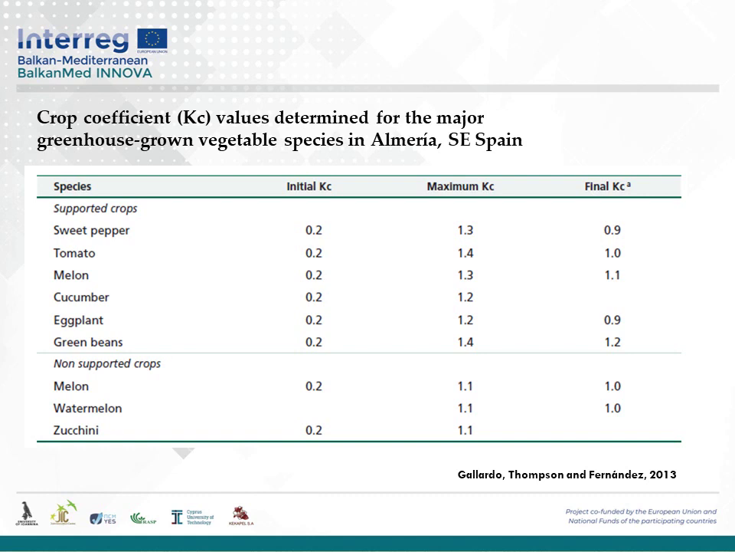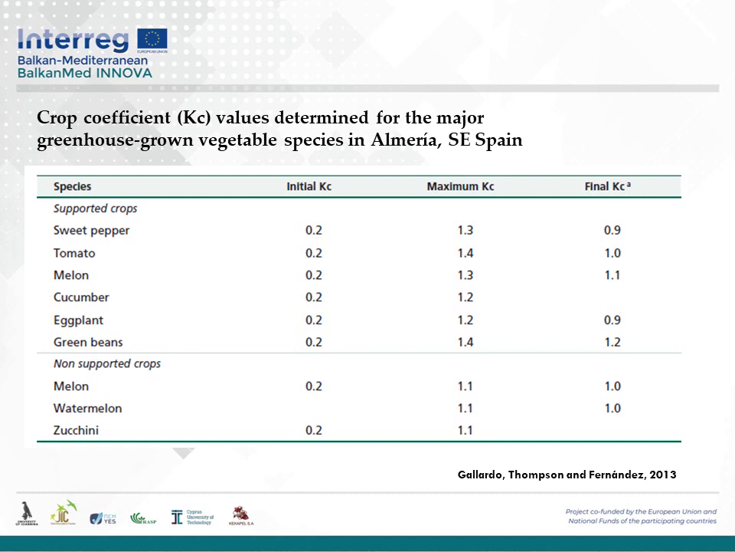For example, you can see that there is a difference between eggplant 1.2 and tomato 1.4, but it also depends on the crop management practices. I mean, whether the crops are non-supported or vertically supported, and you can compare, for example, non-supported melons, which have a coefficient of 1.1, with vertically supported melon, which has a coefficient of 1.3.